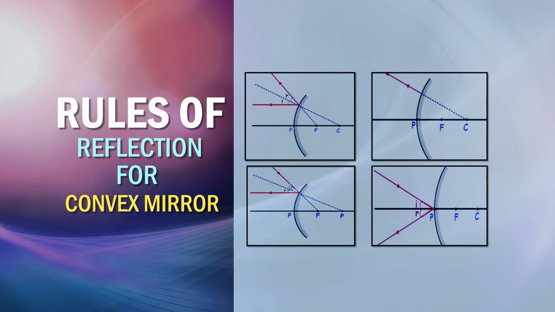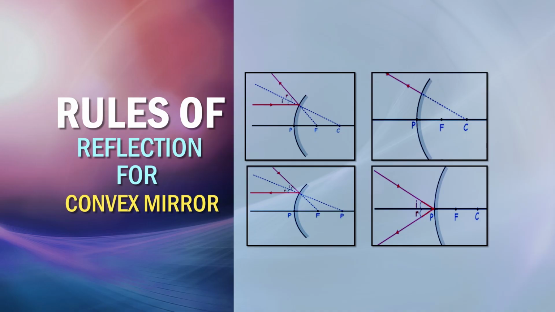Similarly, if an incident ray is coming in the line of the focus, it is reflected parallel to the principal axis. If a ray of light is coming towards the center of curvature, it reflects back along the same path. And if a ray of light is falling at the point P, it reflects with the same angle on the opposite side of the principal axis. So here also these four rules are important when you talk about reflection from the convex mirror.